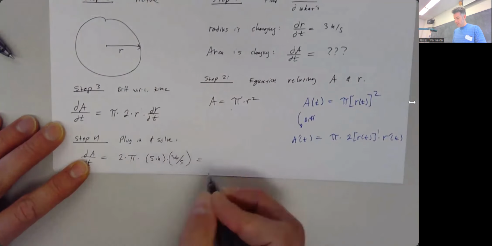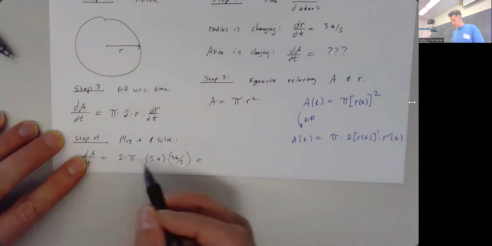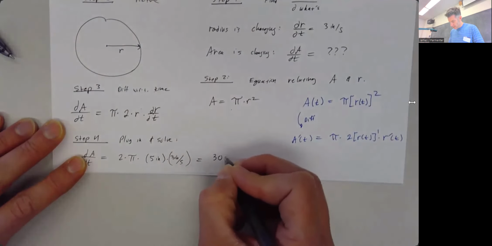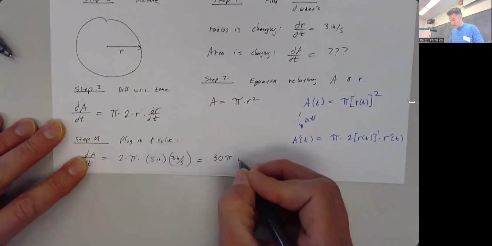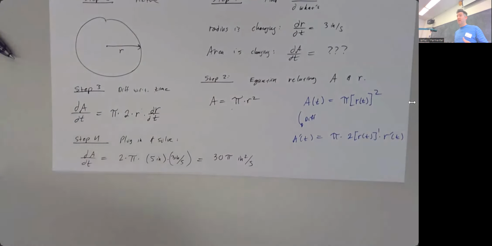So we multiply this all out, we get 5 times 3 times 2, which is 30 pi. Inches times inches is square inches per second, which makes sense unit-wise, right? If you have an area that's increasing, it should be changing at a rate of inches squared per second, or some unit of length squared per second.